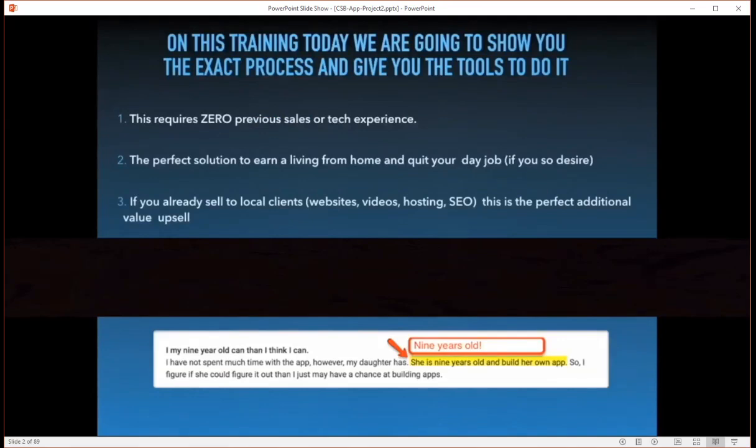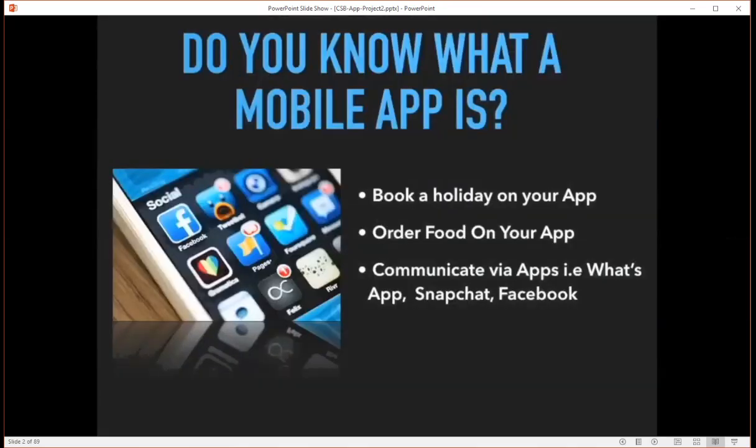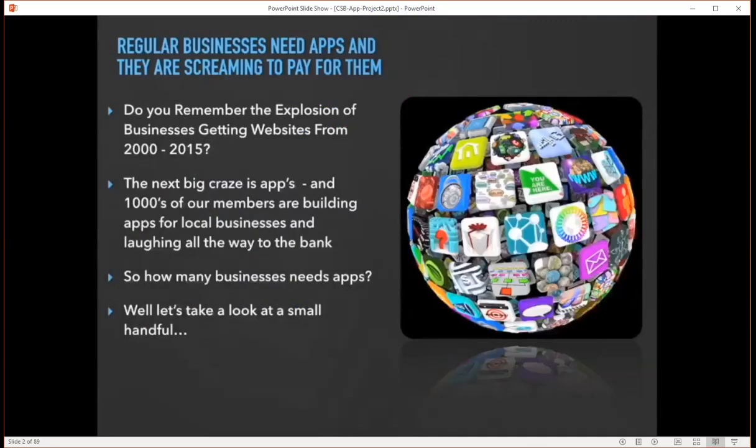And there's another testimonial: my 9-year-old can build apps. This is how easy this is. Do you know what a mobile app is? I'm assuming most of you do. You can book a holiday in your app. You can order food on your app, places like Just Eat, Grubhub. And you can communicate via apps, i.e. WhatsApp, Snapchat, Facebook. Regular businesses need apps, and they're screaming to pay for them.